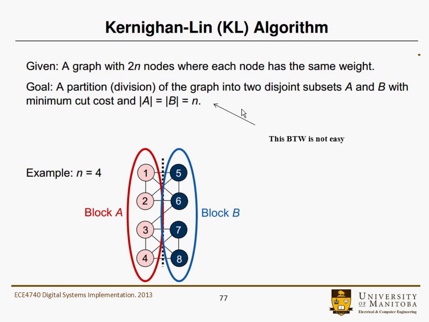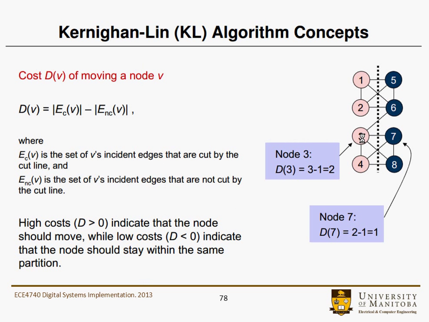This part here, by the way, where you're constraining the cardinality, the size of the set A and the size of the set B, both equal to n, makes the problem very difficult. If that wasn't the case, like I said before, it would be quite an easy problem to solve. Put them all on one side. Anyway, here are some of the basic concepts. You associate a cost with moving a node. This associates the cost as being the number of incident edges which are cut by the cut line, and the number of edges that are not cut by the cut line. So a high cost means that you should probably move that node. A low cost probably means that that node should stay in the partition that it's in. And there are a couple of examples of it over on the right hand side.